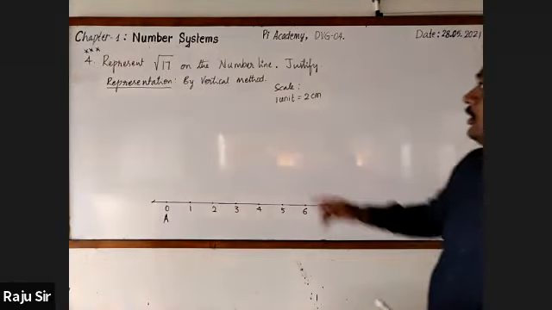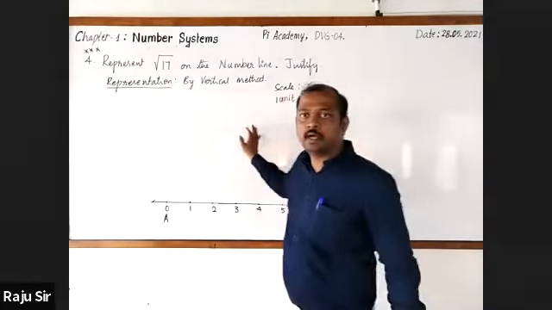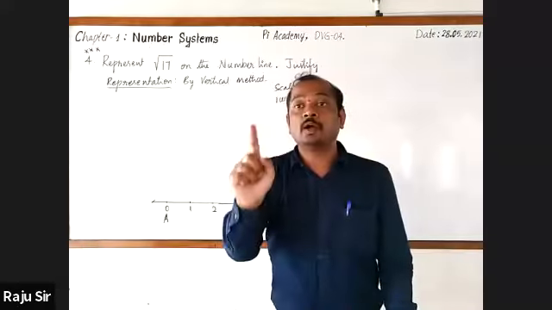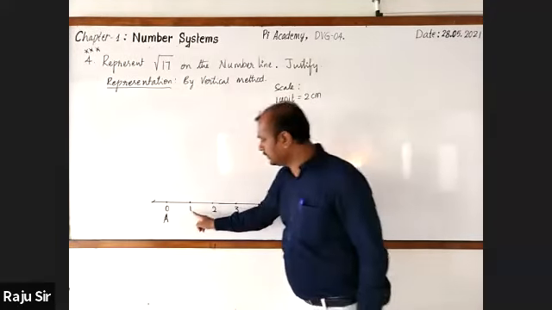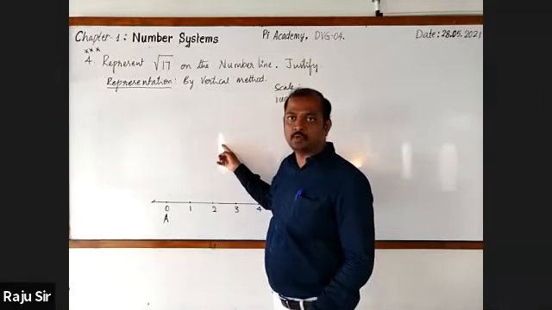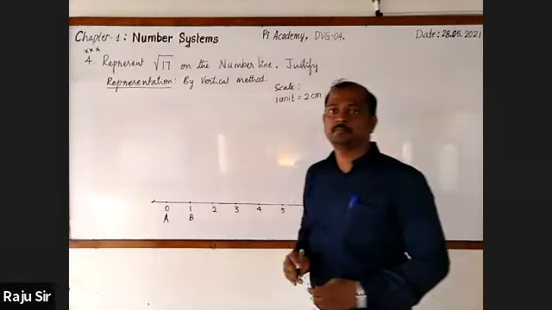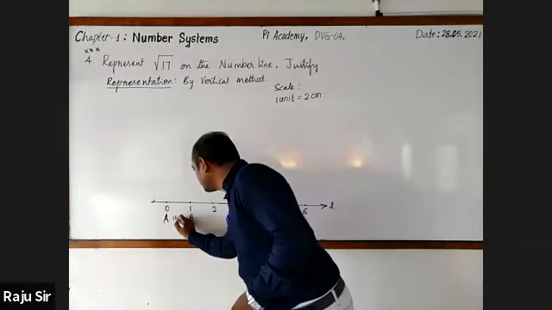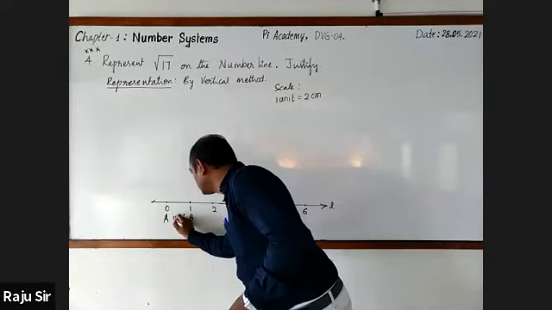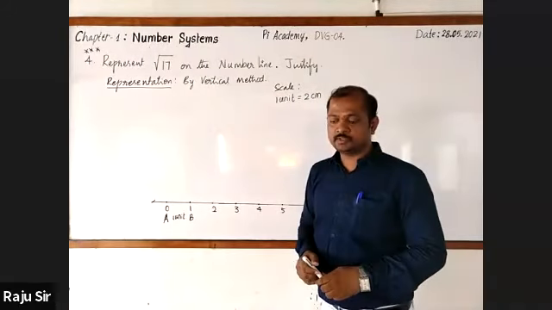Dear students, observe here. To get root 17 on the number line, what should be the sides, 4 units and 1 unit? 4 and 1. As we are going to follow the vertical method, here I take 1 unit and 4 units. So this point 1 is to be taken as B. AB is 1 unit.